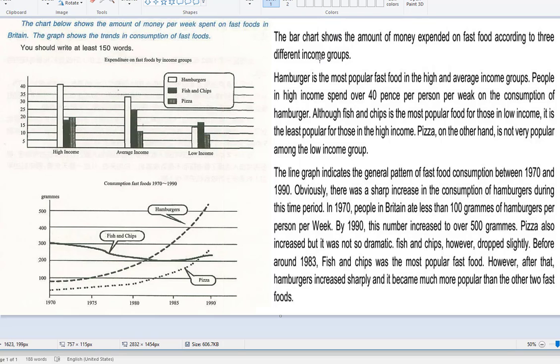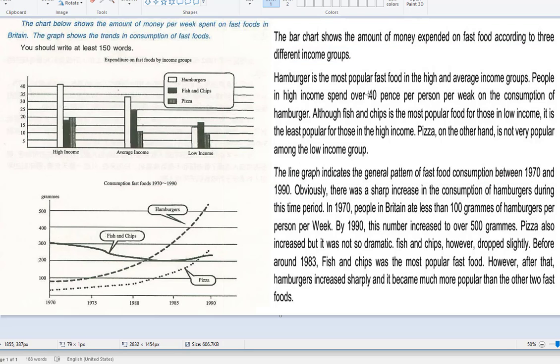Let's look at the overview. The bar chart shows the amount of money expended on fast food according to 3 different income groups. High income, average income, low income. Okay, fair enough. And then here, to talk about the line graph. The line graph indicates the general pattern for fast food consumption between 1970 and 1990. I don't know why this is not put together, but okay, there it is in 2 different paragraphs.